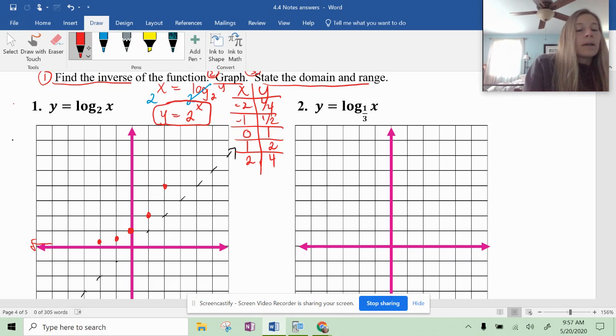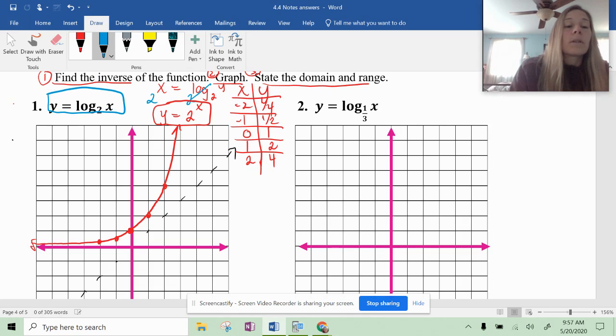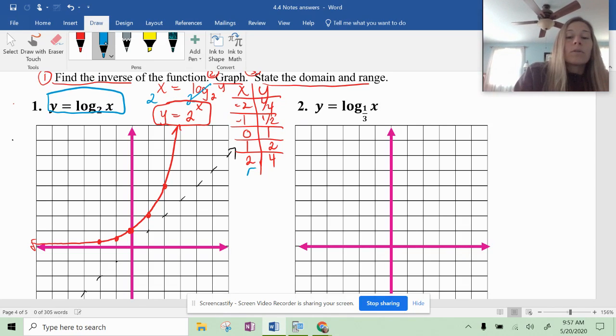And you can see the asymptote right there is y equals 0, and then it's going up like this. Now, if I'm going to graph the inverse of that, which is this logarithmic function, I'm just going to switch these points. So instead of graphing 2, 4, I'm going to graph 4, 2.